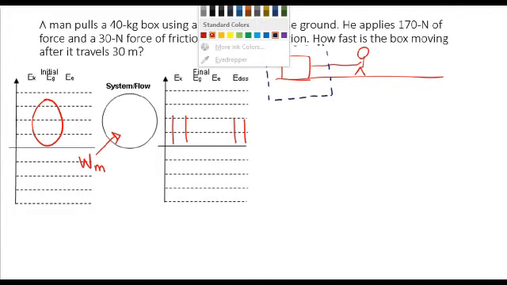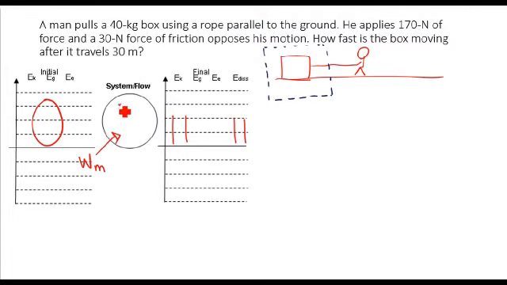So the next thing I can do, now that we've defined our system as just the box, and we know where energy is going in terms of our accounts. We know that initially work is being done on the box by the man, and it's going to kinetic energy and thermal energy. We don't know how to figure out thermal energy yet. That's something I'm going to teach you right now.